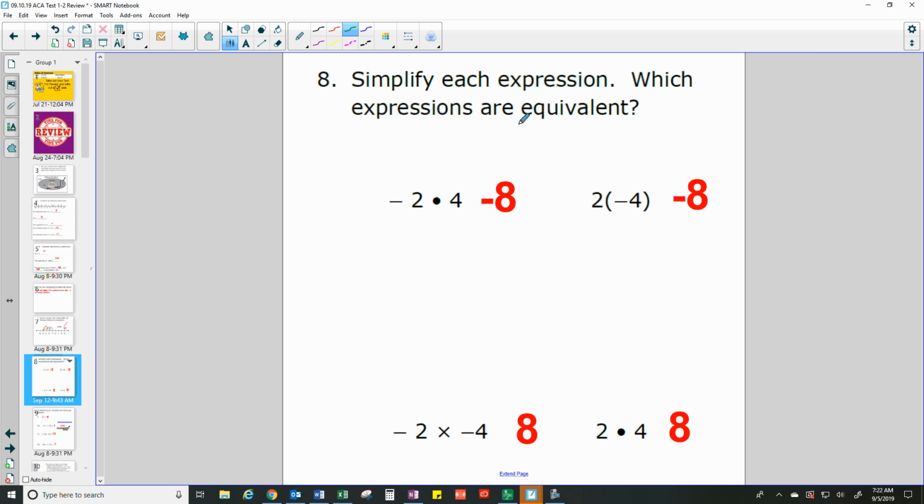Now let's solve these. So simplify each expression. That means just solve it. So let's pretend you're a 3rd grader. Let's look at this. What's 2 times 4? 8. The opposite of 8 is -8. Here's another one. Parentheses mean multiply. What's 2 times 4? 8. The opposite of it is -8. What's 2 times 4? 8. The opposite of a negative is a positive. Positive 8. So 2 negatives, opposite of a negative is positive. And last but not least, 2 times 4 is 8. So these two are equivalent, these two are equivalent.